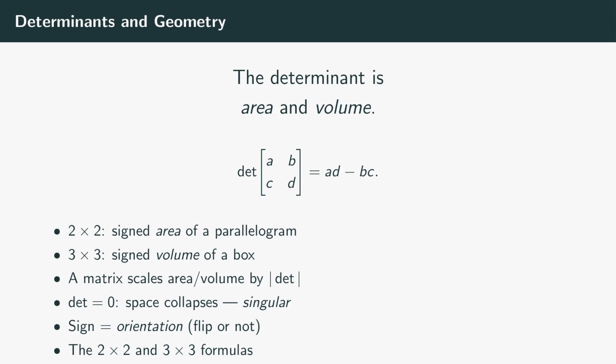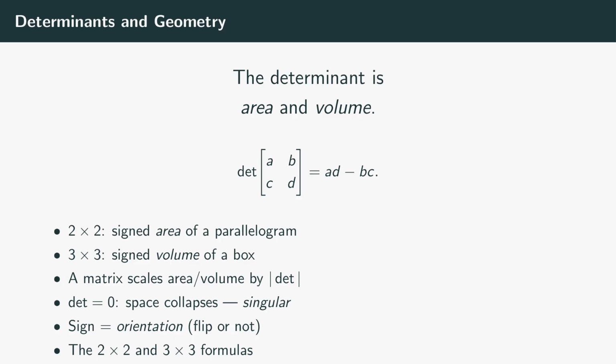Welcome back. The determinant is often taught as a formula to memorize, multiply this, subtract that, but underneath the arithmetic is one of the most vivid pictures in linear algebra. The determinant measures area and volume. For a 2x2 matrix, it is the signed area of the parallelogram the matrix builds from the unit square. For a 3x3 matrix, it is the signed volume of the box the matrix builds from the unit cube. More than that, a matrix scales the area or volume of any region by the absolute value of its determinant.